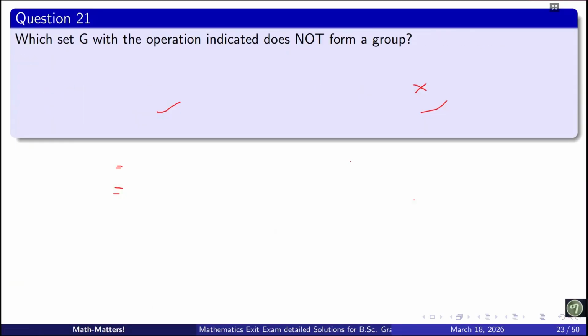And the next question. The next question is, which set G with the operation indicated does not form a group?